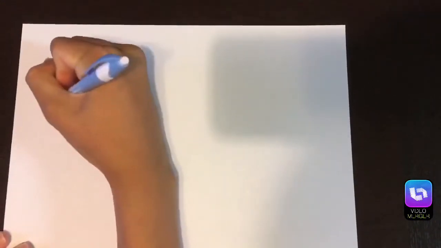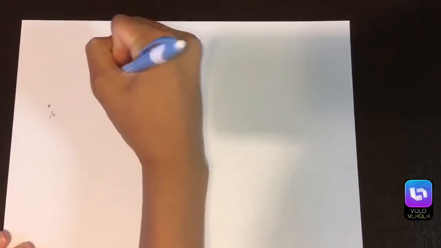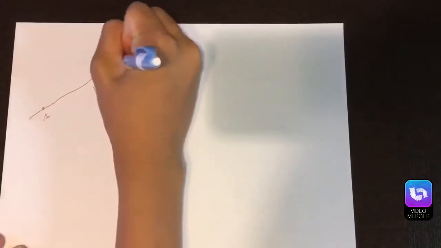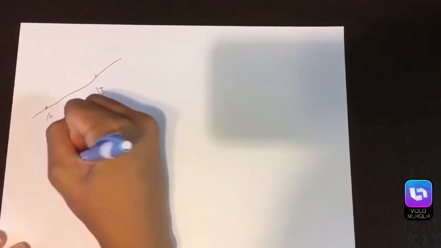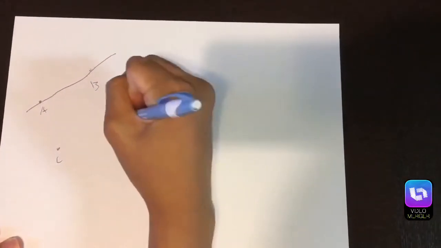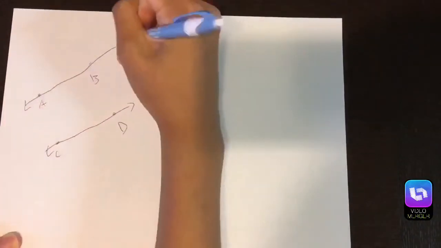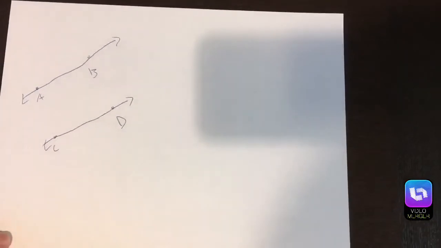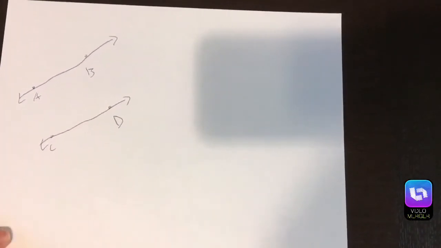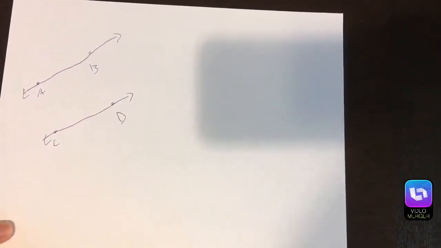Okay, today we will be talking about angles between intersecting and parallel lines. So let's say we have two lines, one of them is line AB and the other one is line CD. Now, to know if they are parallel is if they have the same slope.